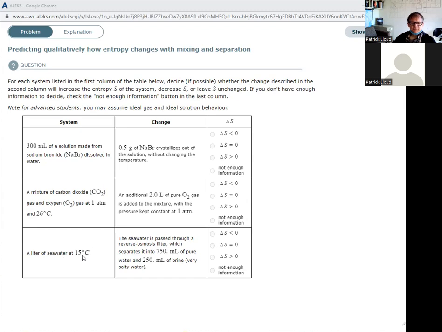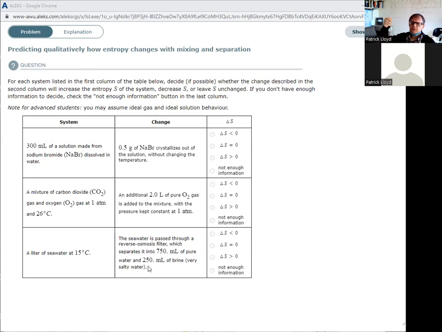A liter of seawater at 15 degrees C is passed through a reverse osmosis filter, which separates it into 750 milliliters of pure water and 250 milliliters of brine, which is very salty water, okay? So think about it. What you're doing is you're taking a mixed solution, right? The water and the salt, right?